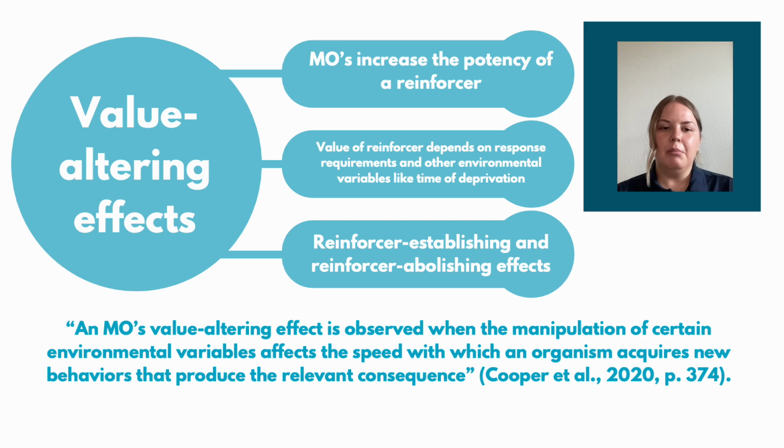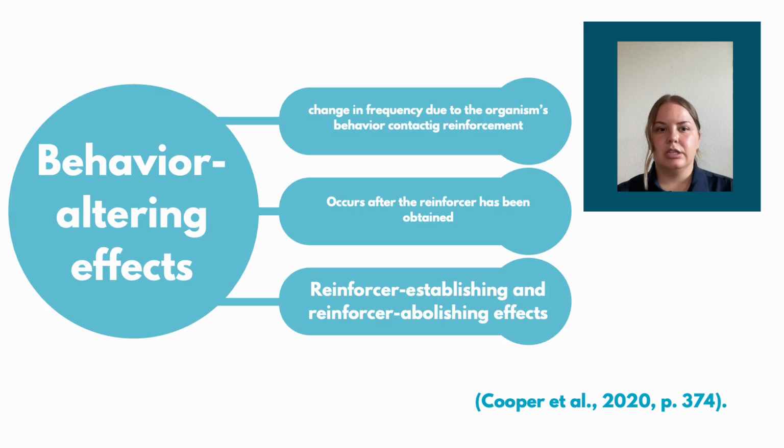An MO's value altering effect is observed when the manipulation of certain environmental variables affects the speed with which an organism acquires new behaviors that produce that relevant consequence. Then we have behavior altering effects. This is a change in frequency due to the organism's behavior contacting reinforcement. So we have our value altering, that potency of the reinforcer, it's going to increase. Then we also have the behavior altering, so that organism's behavior is going to alter, and this occurs after the reinforcer has been obtained. And we can either have reinforcer establishing or reinforcer abolishing effects.